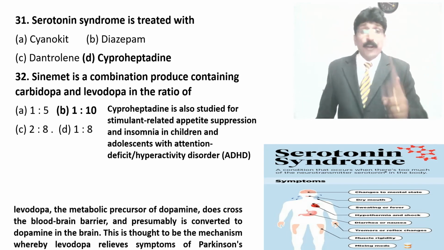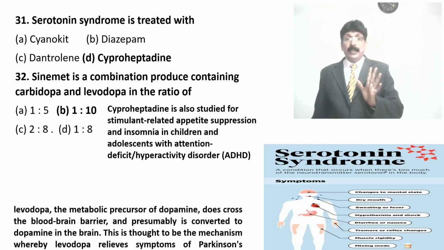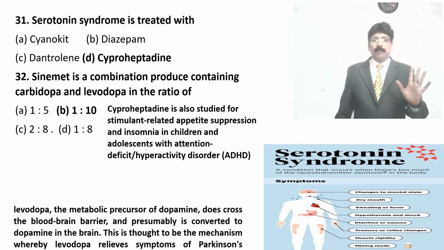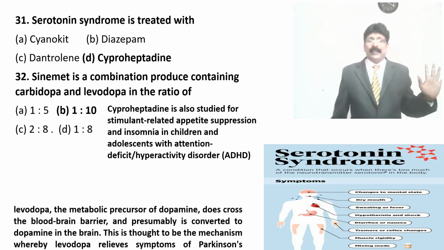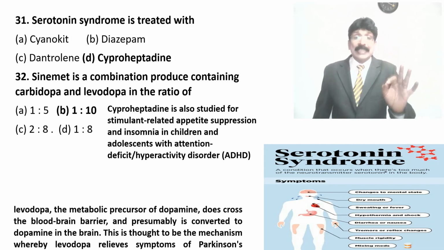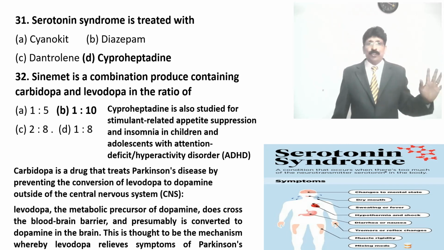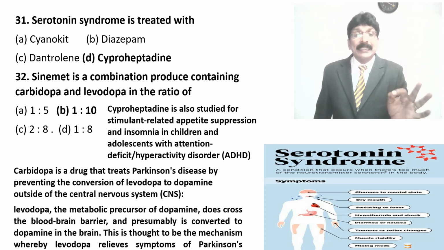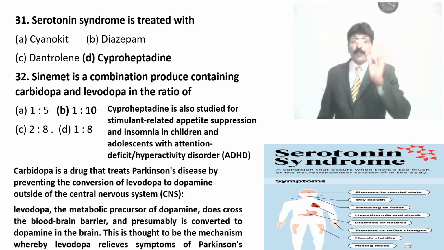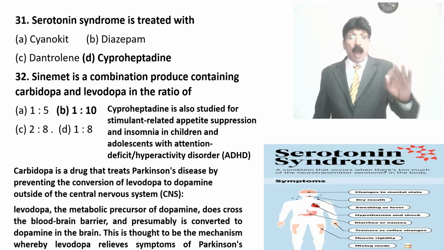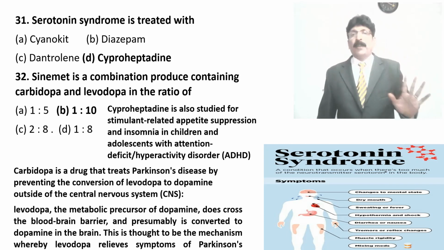So levodopa is actually the metabolic precursor of dopamine, does cross the blood-brain barrier, and is presumably converted to dopamine in the brain. This is thought to be the mechanism whereby levodopa relieves the symptoms of Parkinsonism disease. Carbidopa treats Parkinsonism disease how? By preventing the conversion of levodopa into dopamine outside the CNS, outside the central nervous system. I hope you remember what I just now explained to you.